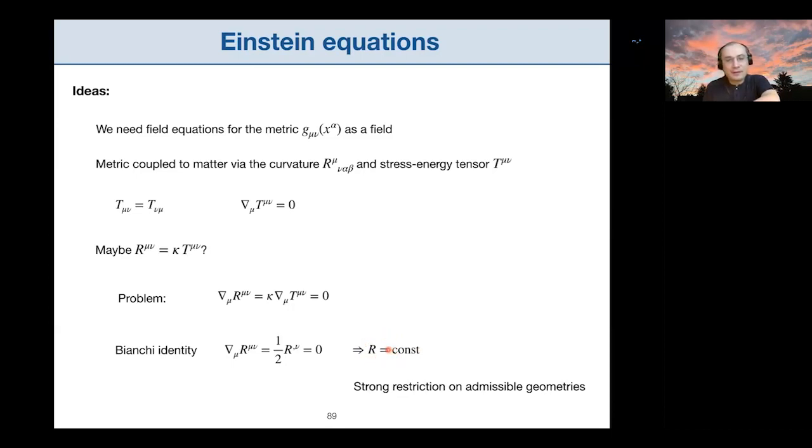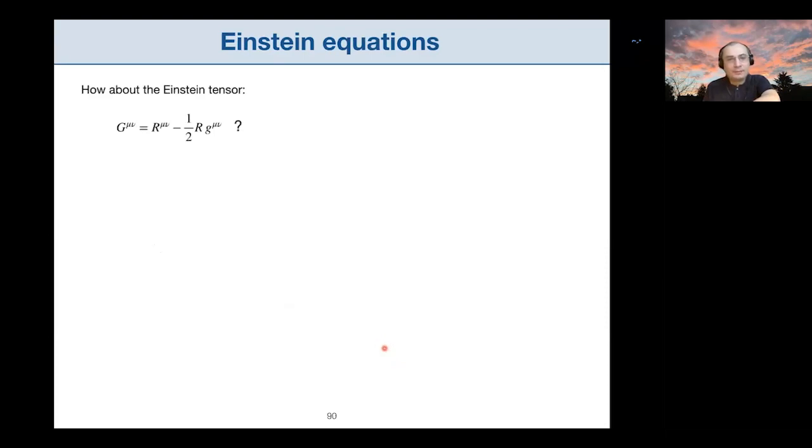especially since there is a very simple way to avoid this problem. So how about taking a combination of the Ricci tensor and Ricci scalar instead, in particular this combination over here? This is called the Einstein tensor.